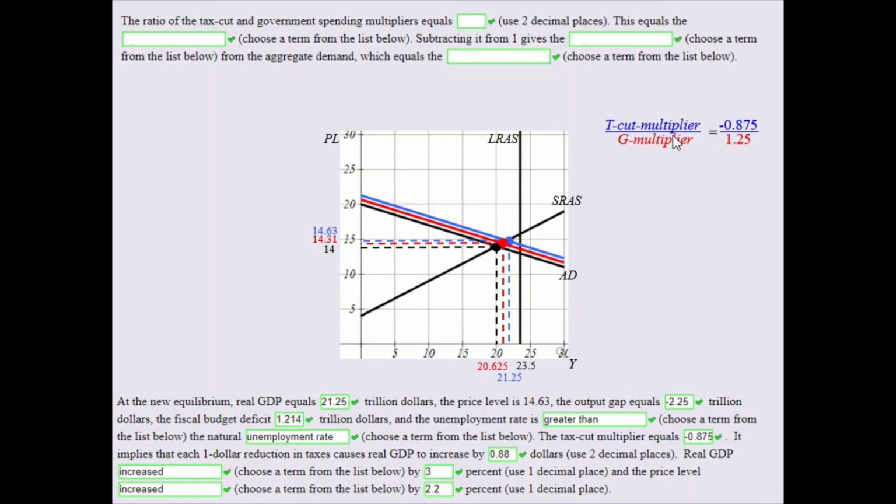Okay, remember the ratio of the tax cut multiplier and the government spending multiplier. The tax cut multiplier is 0.875. The government spending multiplier is 1.25. And that ratio is 0.7, which is the MPC, right? Subtracting that from 1 gives us the slope of the aggregate demand curve of 0.3. Again, that's not coincidence. It's just by the assumption of the modeling. And that is the MPS, marginal propensity to save, right?